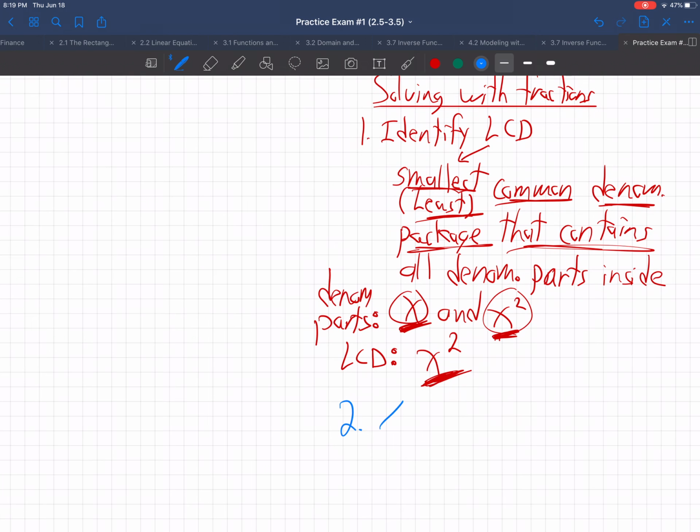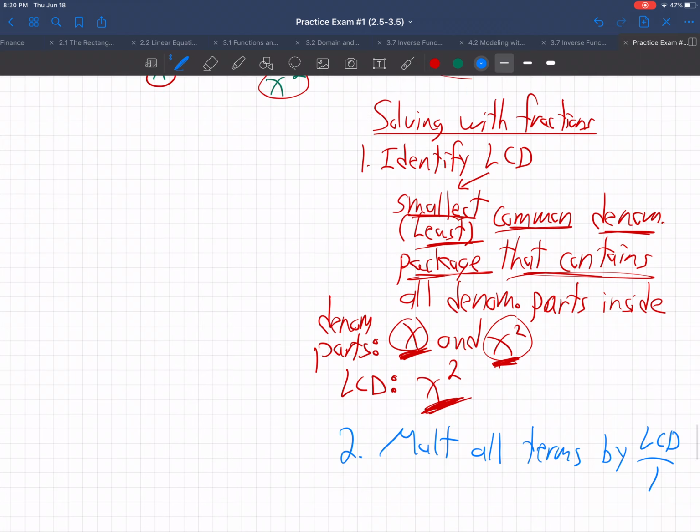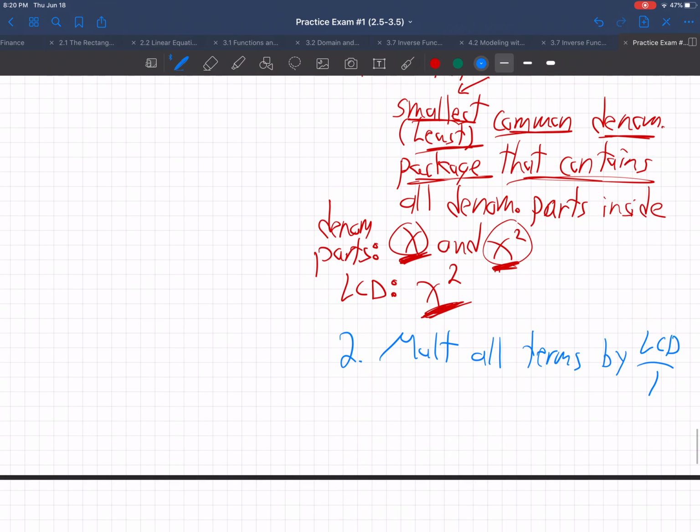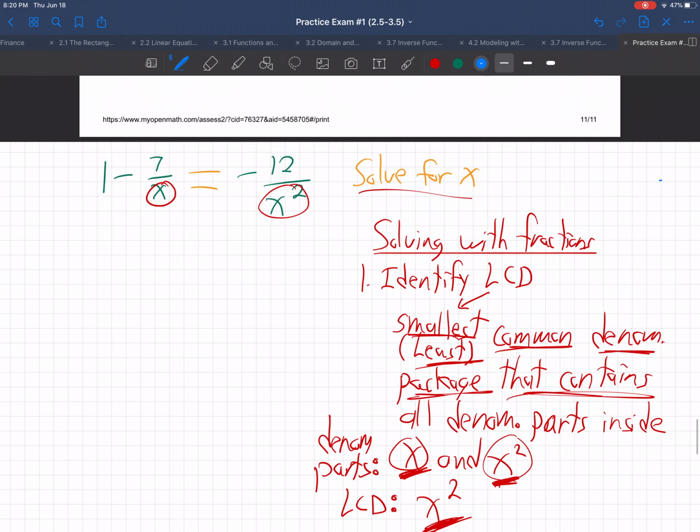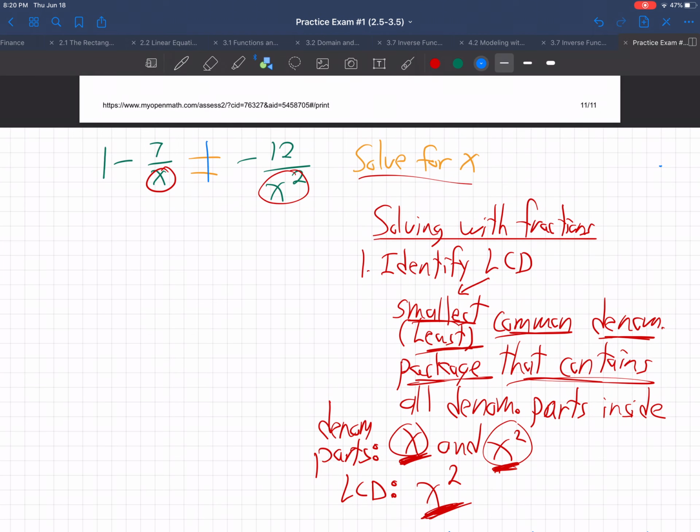So what do you do with the LCD? You multiply all the terms by the LCD over 1. So, and that's because this is an equation. So I should say left and right sides. Left and right sides. Because what'll probably be helpful to you is to put this line right here for extra clarity. Just to be super clear, we have a left side and a right side which are equal. So whatever we do to one side, we have no choice but to do the same thing to the other to keep them equal, right?